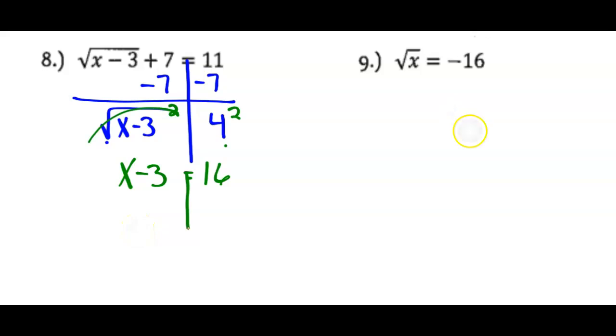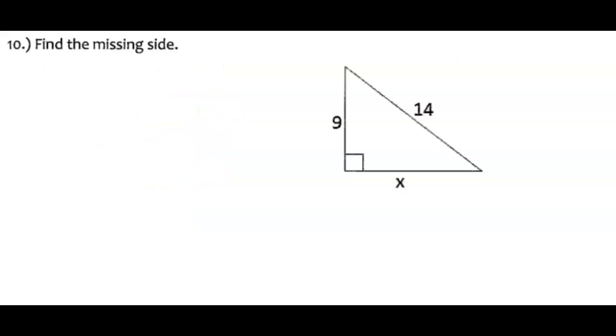I'd love for you to look up in your notes what happens in number 9. And then our last problem on this side is our Pythagorean theorem. We need to find our missing side. A squared plus b squared equals c squared. Well, we only care about one side. What is the side? It's our c, our hypotenuse. What number is our hypotenuse?